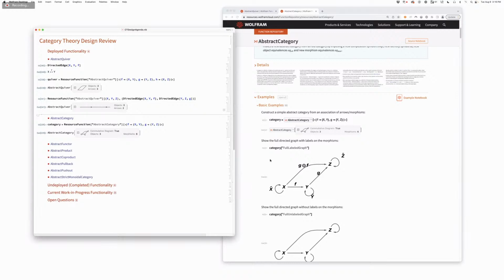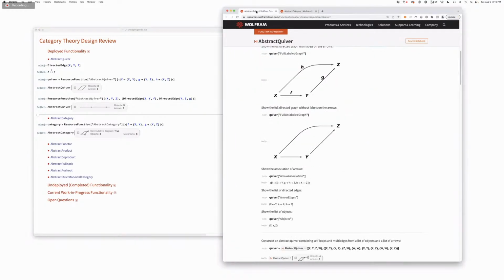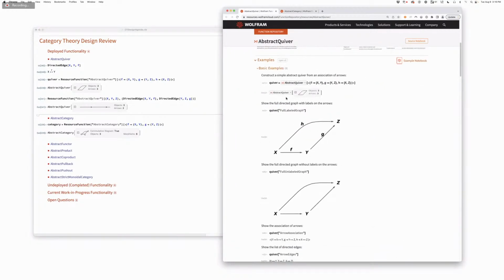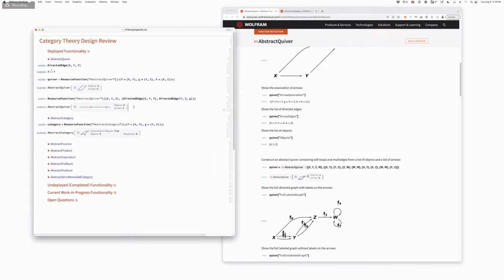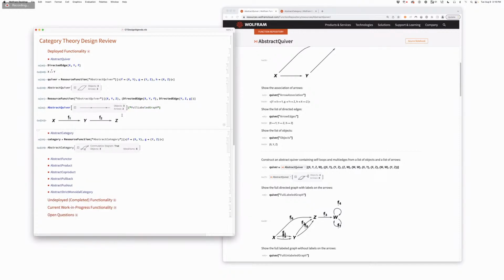Okay, so this thing has a way of visualizing. These things in general have a labeled graph. Yep. Oops, what's that? That doesn't seem right, what is that?